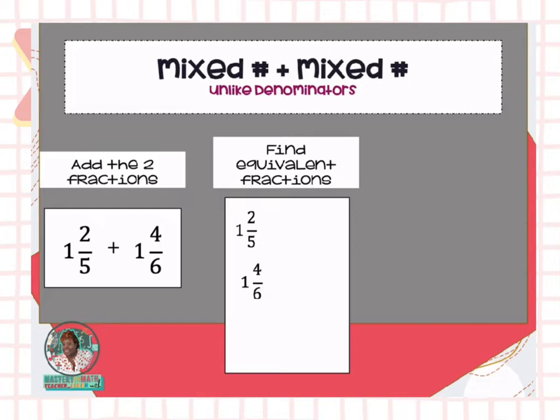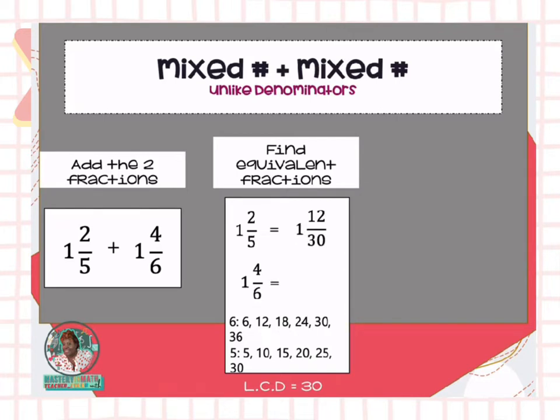So you have your 2/5, you have your 4/6. You're going to find multiples of both 5 and 6. See which number they share. We know that they share the number 30. So that's going to be our new denominator. 2/5 is the same thing as 12/30, and 4/6 is the same thing as 16/30.